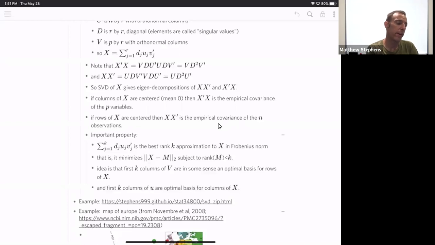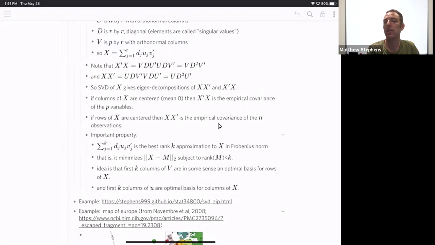So there are some very interesting properties here. Actually, the first K terms of this matrix, so if, sorry, I should say the D's, if we arrange that the D's are decreasing in size, so D1's the biggest D, and D2's the next biggest, etc. Then this sum here is the best rank K approximation to X in Frobenius norm.